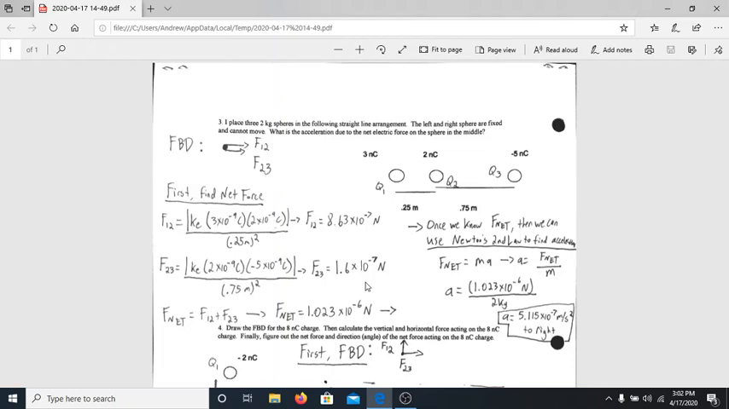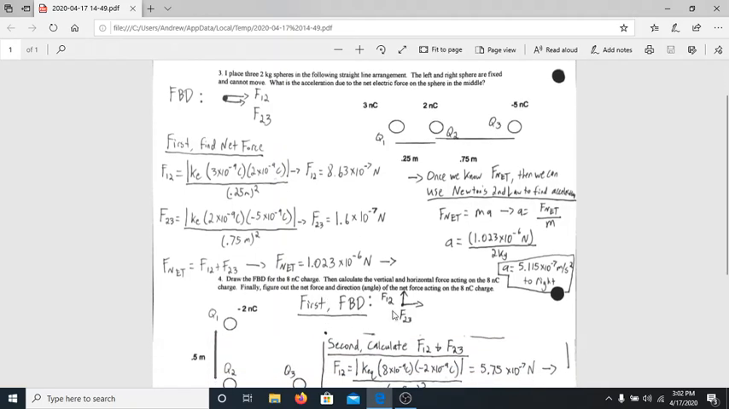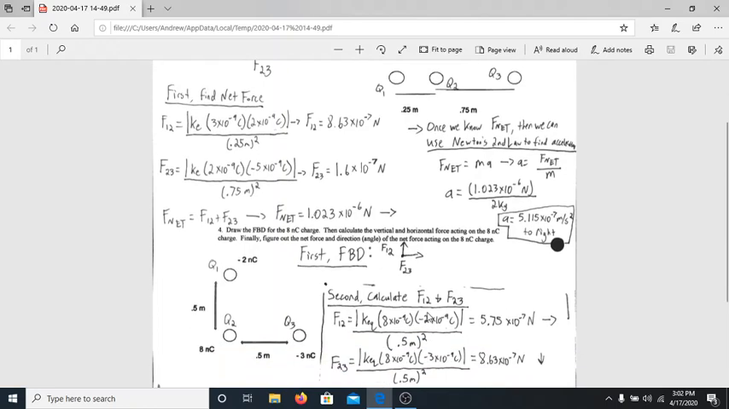So, hopefully you've gone through and, for question number 4, you've created the FBD, and you've calculated the forces, the up force and the right force. Okay, so if we start by looking at these three charges, I've labeled them Q1, Q2, and Q3 in order just to make them a little bit easier to identify. We care about the forces acting on Q2.